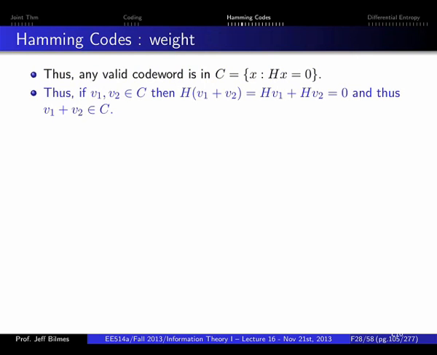Moreover, if we've got two code words, the sum of two code words is also a code word. Why is that? It's because of linearity. Even mod 2, H is linear. So when we apply H to V1 plus V2, that's the same as H of V1 plus H of V2, which is 0 plus 0, which is 0. So the sum of any two code words is a code word.